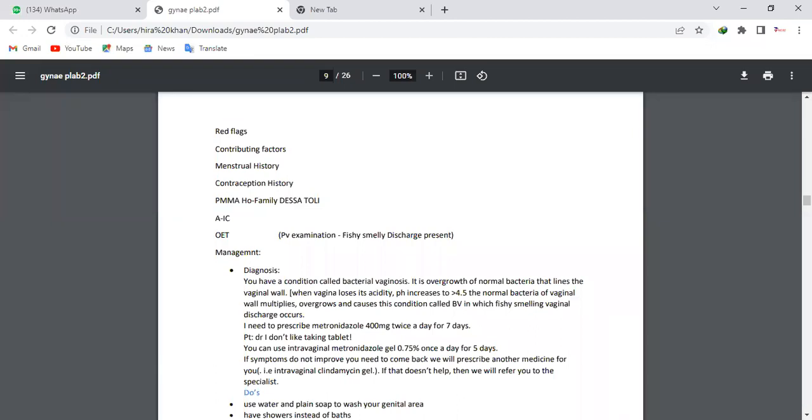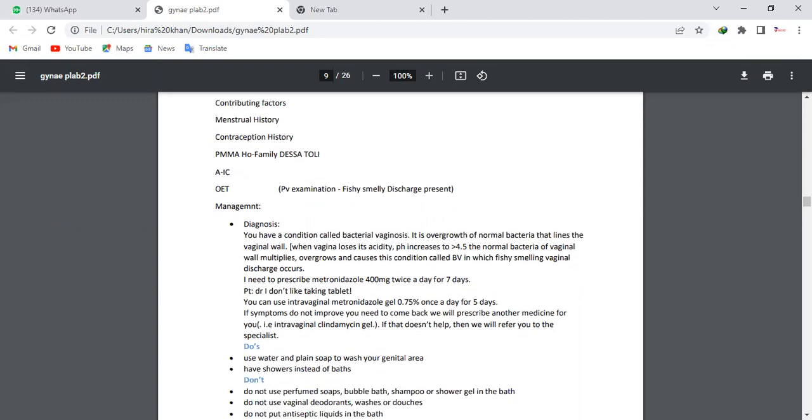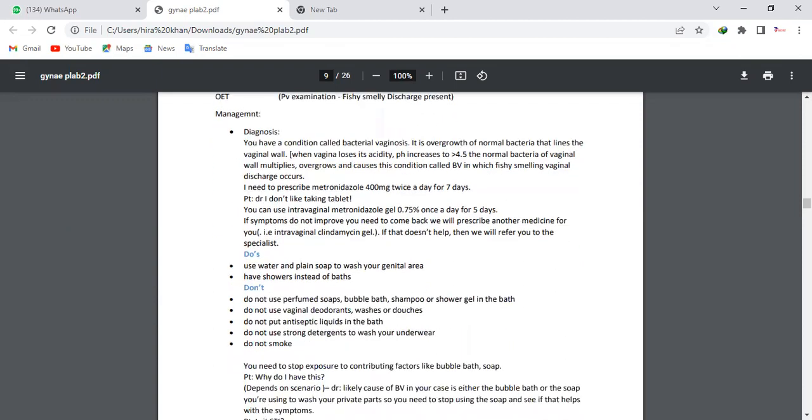For the management, what I am going to do is prescribe you a medicine that you are supposed to take for 7 days. Okay. You should start from the tablet. If she says, I don't like tablets, then you can say that we can also offer you a gel for 5 days. And then say that if it does not improve, then we might have to refer you to the specialist. Okay. But before that, mention do's and don'ts. Well, there are a few things that we can do for you, Saira, and there are a few things that you can do for yourself. What I am going to do is prescribe you this medicine.